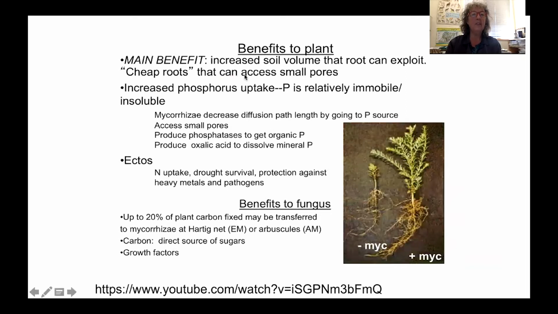So those are the benefits to the plants, and the benefit to the fungus is you get your own source of carbon because you're directly hooked into the photosynthate, the sugars that the plant has produced during photosynthesis, and also you may get growth factors. So it's a good deal for both if the relationship stays healthy.